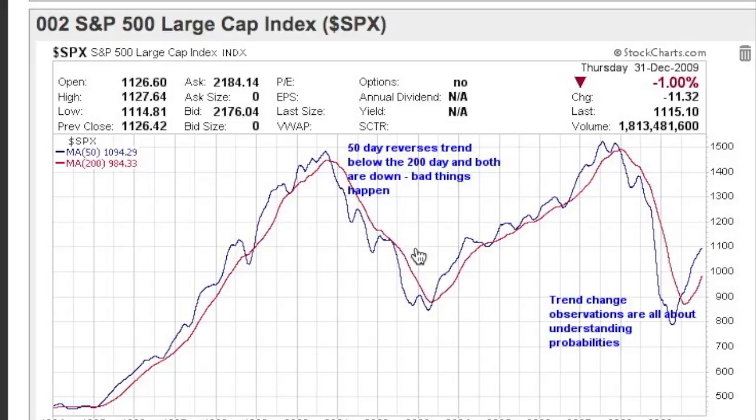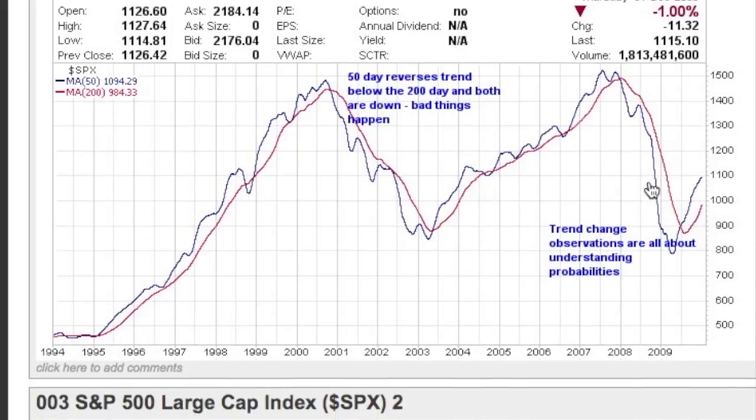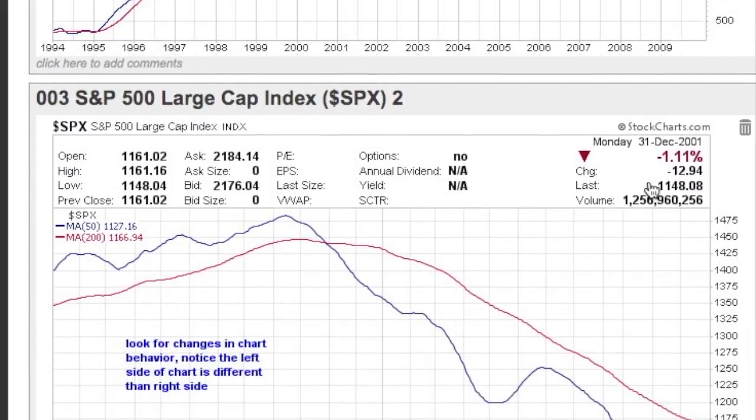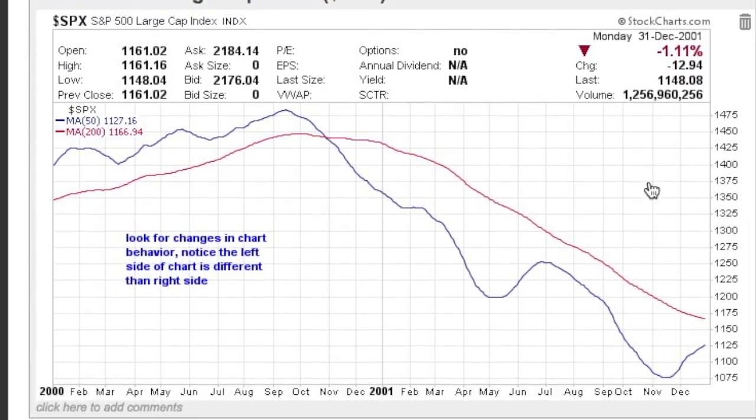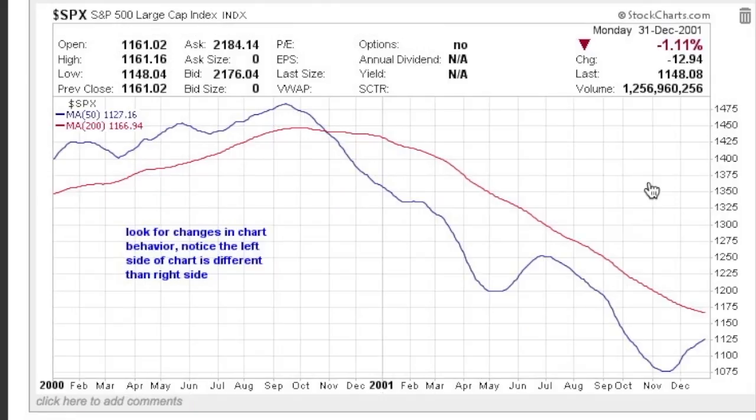And so what we're trying to do is just observe the changes. Now you can see here this was the bear market of 2008. So let's get more specific. Let's take a microscopic look at this. What you're looking for is changes. If you look at the left side of the chart, which is 2000, 2001, it looks completely different from the right side of the chart.